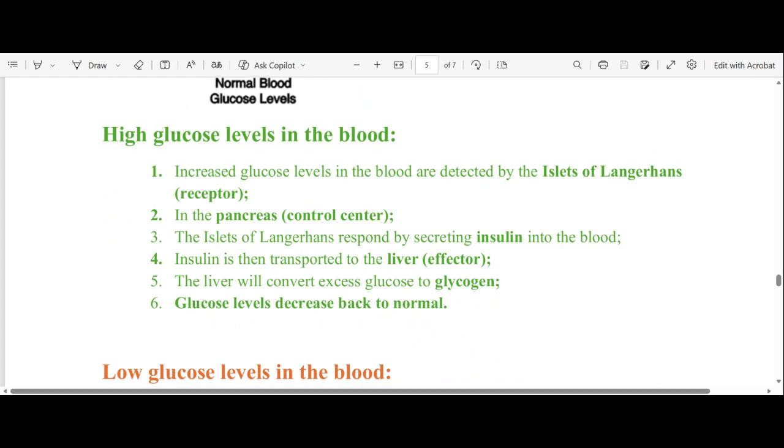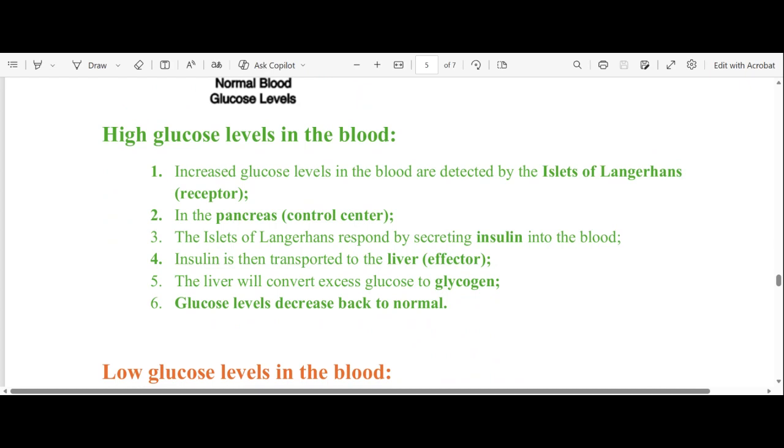Number three, the islets of Langerhans respond by secreting insulin into the blood. Number four, insulin is then transported to the liver. Remember, the liver now becomes the effector or the target organ. Number five, the liver will convert excess glucose to glycogen. Glycogen is a type of carbohydrate.